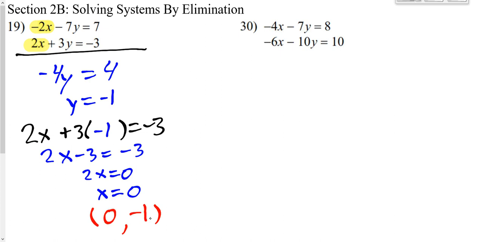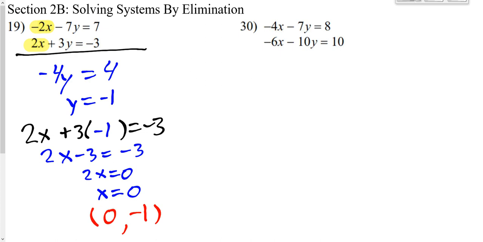But when you look at problem number 30, we don't have the same number in front of our x's or the same number in front of our y's. So we need to do some adjustments. Multiply one or both equations by something so that we can go ahead and get opposite numbers. It doesn't make a difference which one. I'm going to go ahead and try to get rid of the x's.